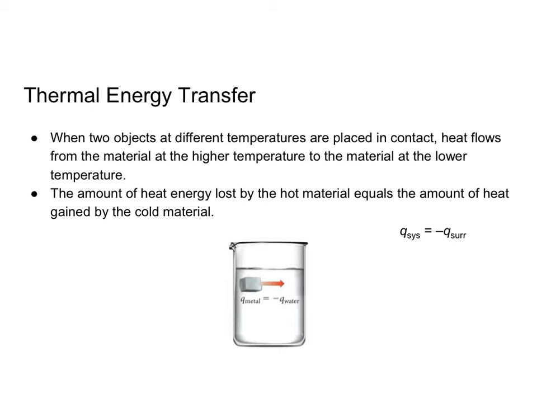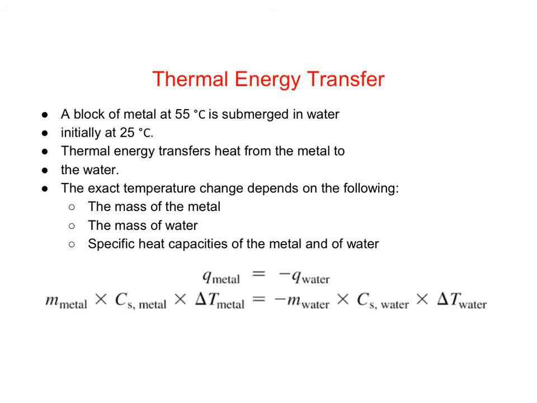So another way we can work this is energy transfer, right? Because if the system gains or loses energy, it comes from or goes to the surroundings. And so the Q of a system is equal to the negative Q of the surroundings. So how can we apply this? Well, you got this block of metal, right? 55 degrees C, submerge it in water. Initially the water is 25 degrees C, energy transfer. It's going to go from the metal to the water.